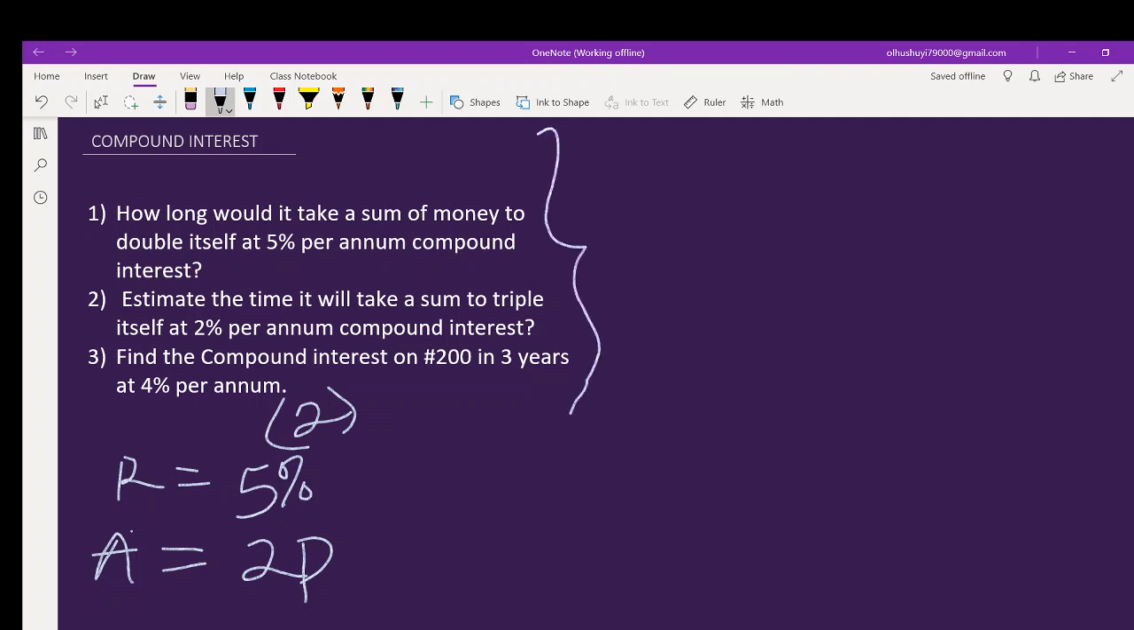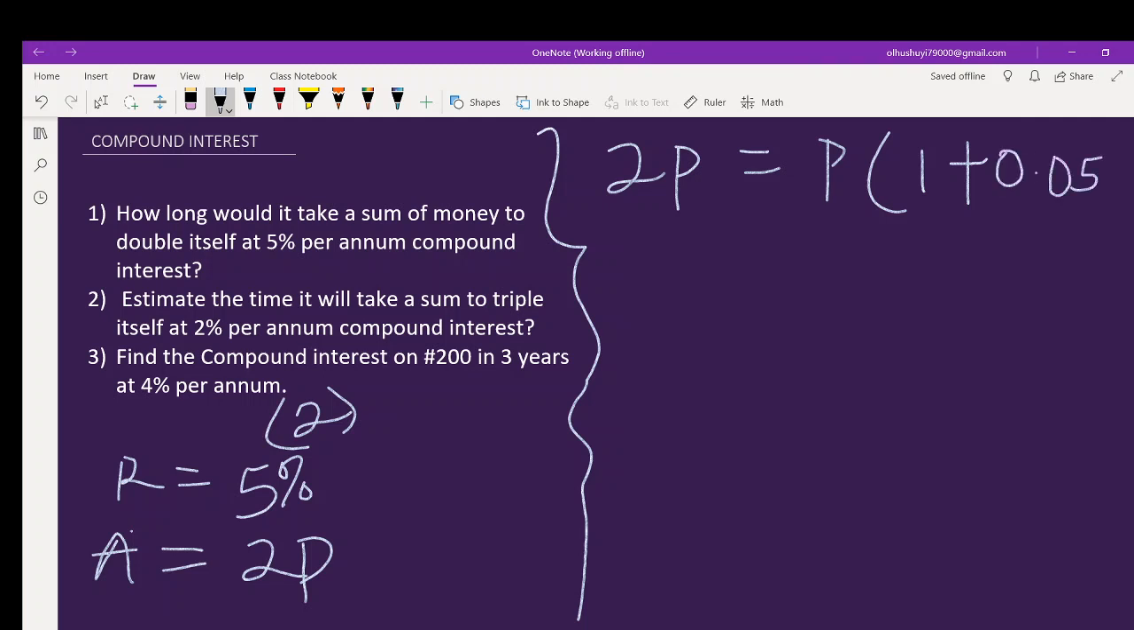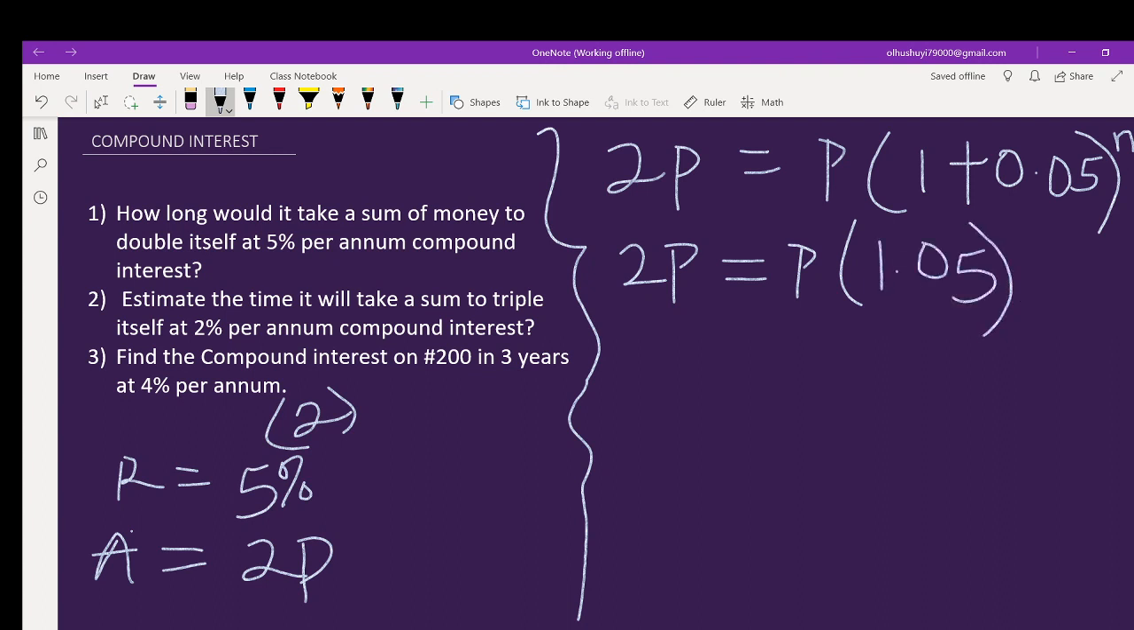So go to the formula straight. Since we know our A will now be 2p, that is equal to the principal itself, open bracket 1 plus the rate. The rate is 5%, that will be 5 over 100, and that is 0.05. How long? That is our n. We are looking for n. So we have 2p equal to p, open bracket 1.05 raised to the power of n.